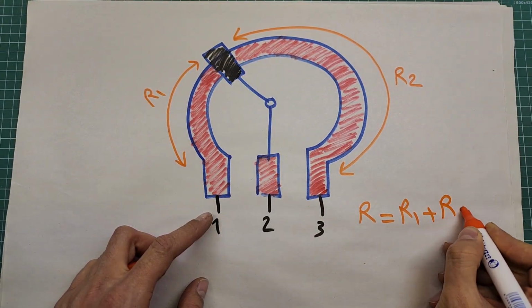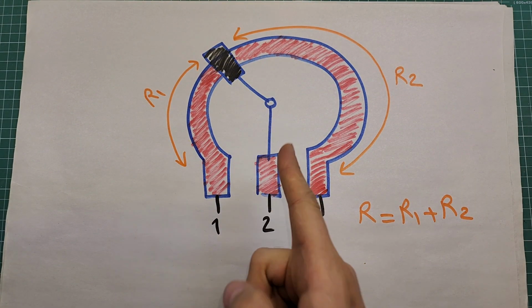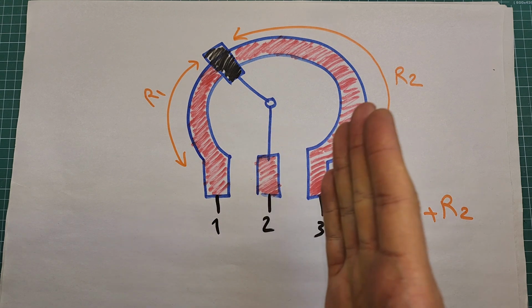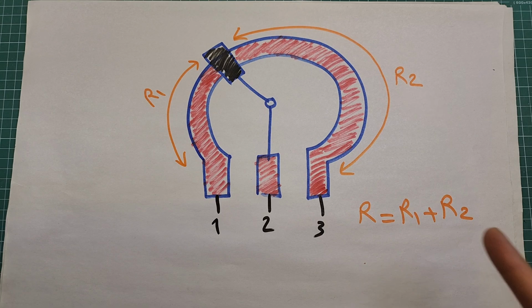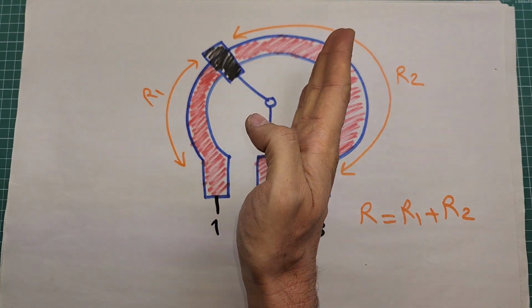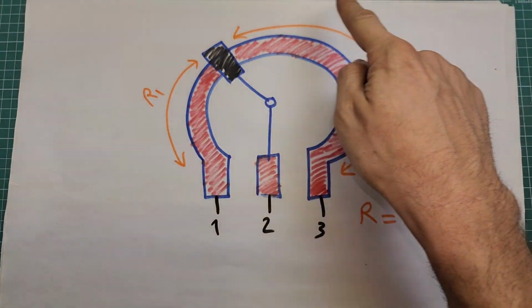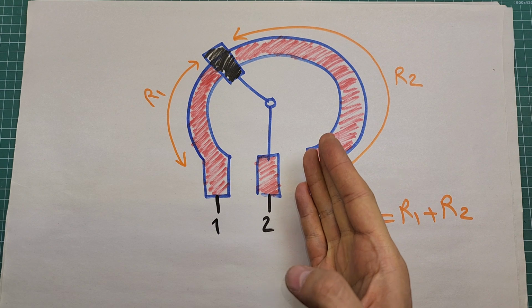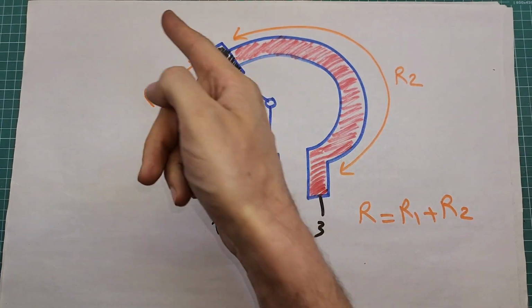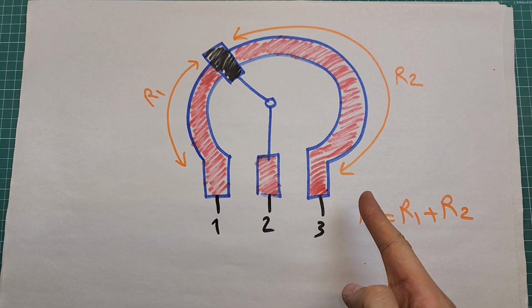If we call the resistance between the left pin and the middle pin R1 and the resistance between the middle pin and the right pin R2, the sum of R1 and R2 will always be equal to the potentiometer's nominal resistance. Basically, turning the wiper clockwise will make R1 bigger and R2 smaller, and vice versa. If we turn the wiper counterclockwise, it will make R1 smaller and R2 bigger.